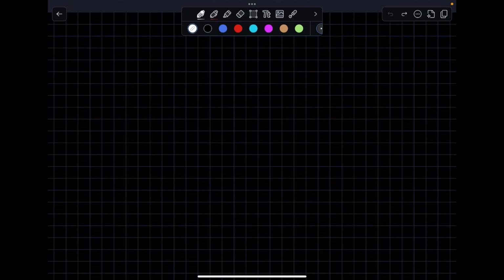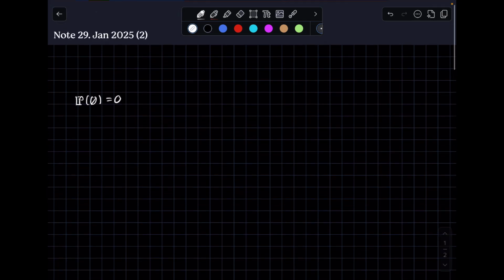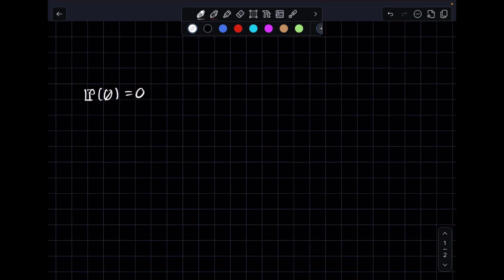Okay, so we're gonna prove that the probability of an empty set is equal to 0. So we start by stating the following, right? That this is gonna be equal to 0. That's gonna be what we're gonna be proving. It's not difficult. We just have to understand what probabilities are.